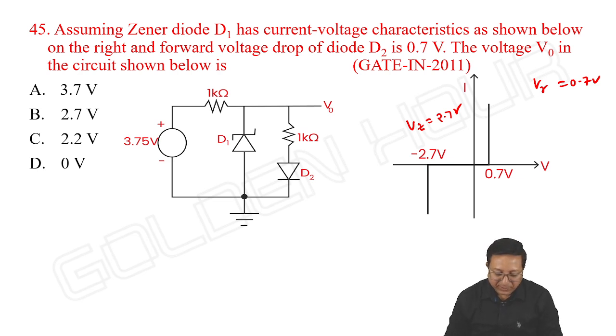Then look at the supply voltage. It looks like the supply voltage is greater than the breakdown voltage of diode D1. Breakdown voltage is 2.7. It looks like D1 is under Zener breakdown. What about D2? Anode is going towards the positive terminal, cathode is going towards the negative terminal of the supply. D2 is forward biased. So assume D1 is under breakdown and D2 is forward biased.